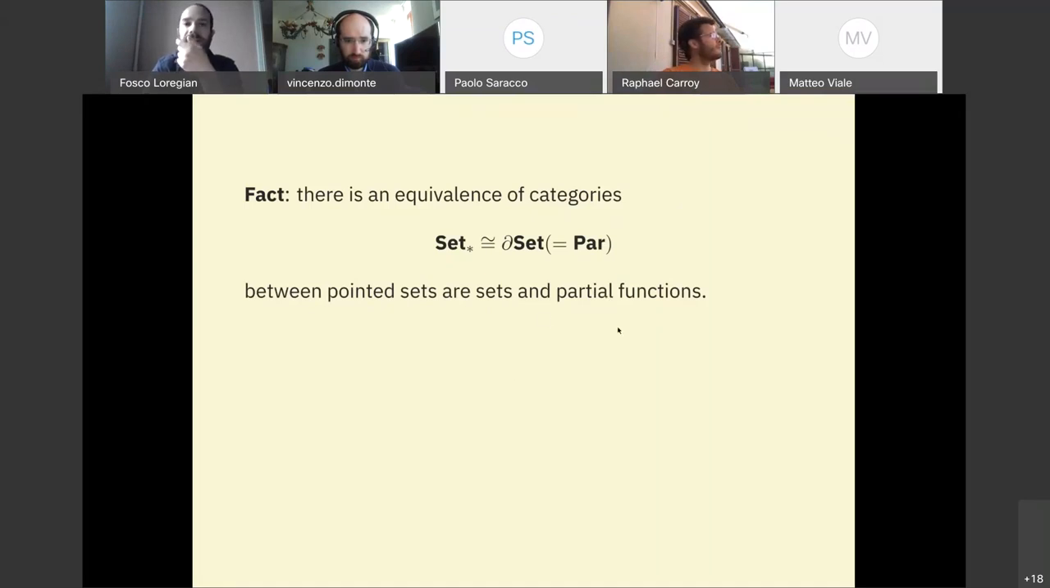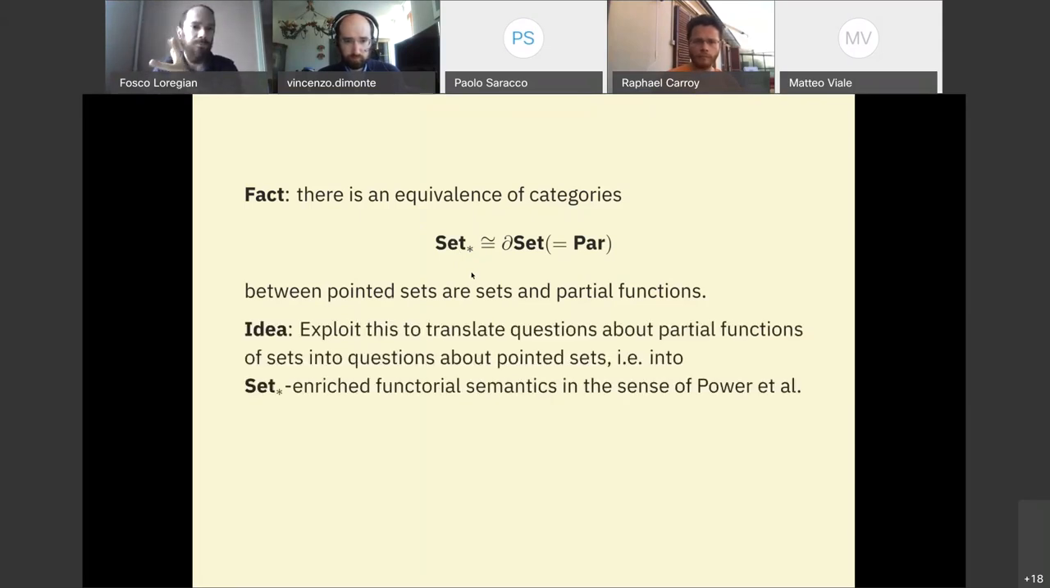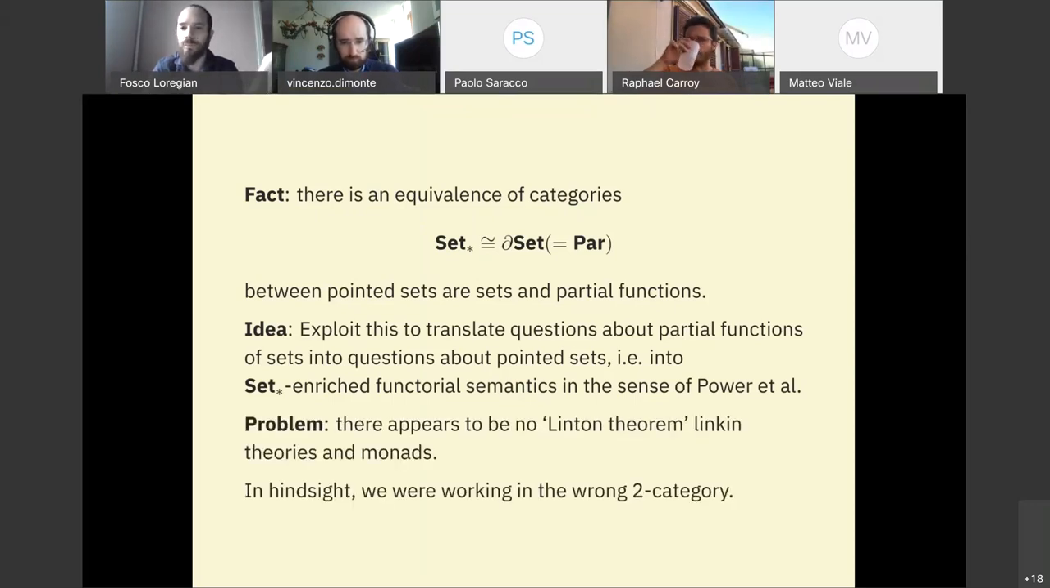It turns out that this category of partial sets is equivalent to another very well-known category, the category of pointed sets and functions that preserve the base point. So, idea, let's take the enriched category approach, the enriched approach of Power, and let's just do the same thing for categories enriched over Par or pointed sets. Turns out it doesn't work.